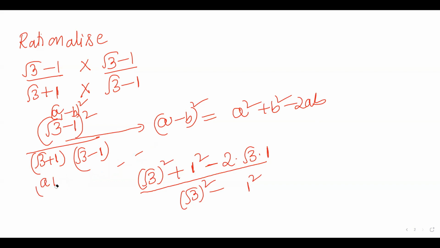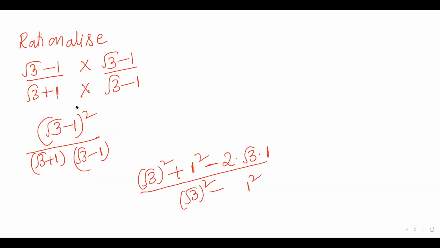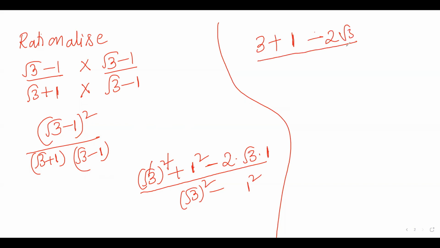Denominator a square minus b square, numerator a square plus b square minus 2ab. So we have used algebraic identities and expanded. Now square and root will cancel. 1 square is 1. 2 into root 3 into 1 is 2 root 3 by square and root cancel. 1 square is 1. Now you can add these two. 3 plus 1 is 4 minus 2 root 3 by 3 minus 1 is 2.